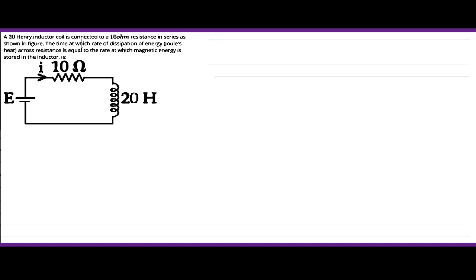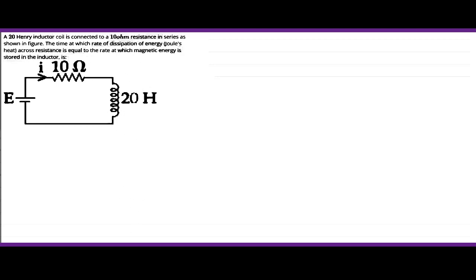So the question is, a 20 Henry inductor coil is connected to a 10 ohm resistance in series as shown in the figure. The time at which the rate of dissipation of energy across the resistance is equal to the rate at which magnetic energy is stored in the inductor is?